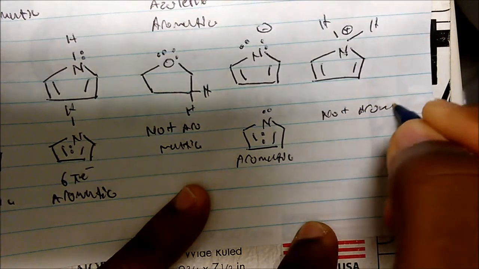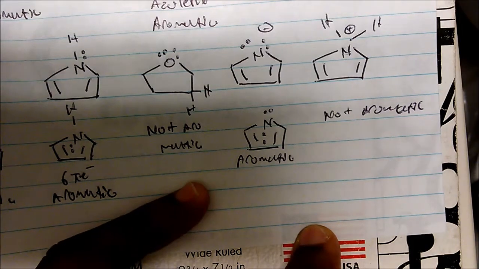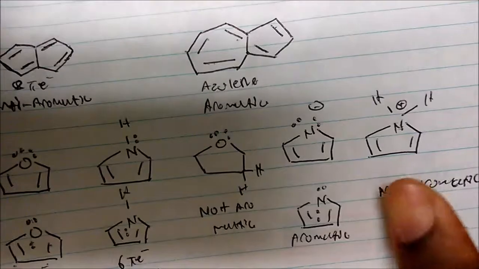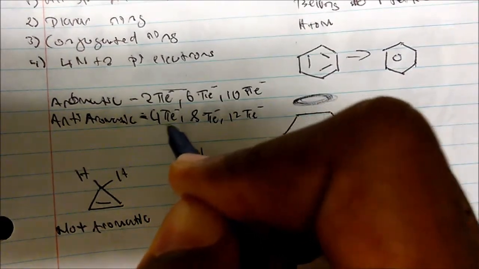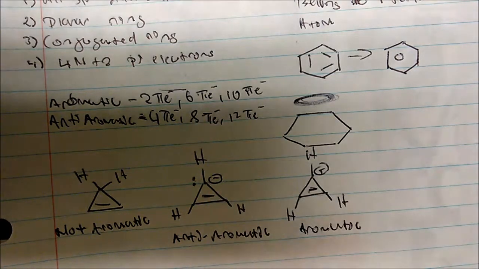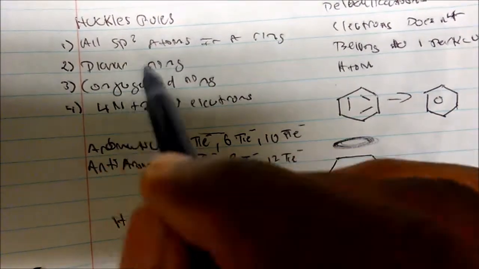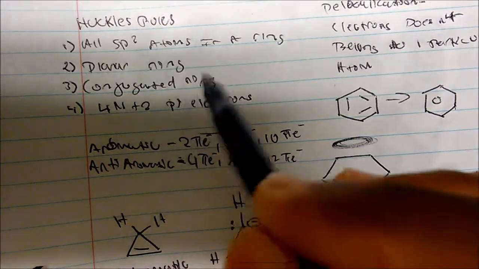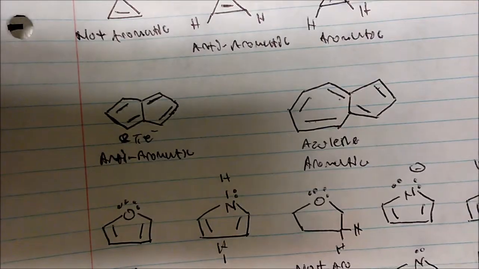So again, to point out the difference, anti-aromatic is very simple. The only rule that is going to fail is this rule here. All the atoms have to be sp2 hybridized. You know, it's in a planar ring, it's conjugated, but number 4, it's not going to follow number 4. Okay, that being said, let's look at another one.